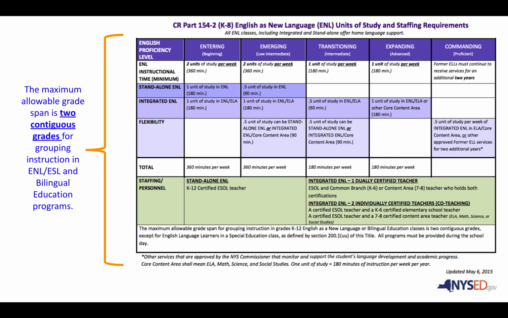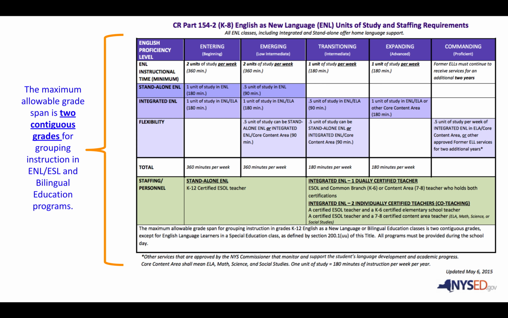The maximum allowable grade span is 2 contiguous grades for grouping instruction in ELL or ESL and bilingual education programs. The other thing I wanted to point out was for the commanding level student. Once a student reaches commanding level, they would be considered Exited ELL status, but for 2 years, students still get additional supports. There are 2 ways that can be provided. One of those means is through a half a unit or 90 minutes a week of units of study support in an integrated setting, such as ELA or other content areas. Notice it says or, and that's underlined, other approved former ELL services for 2 additional years.